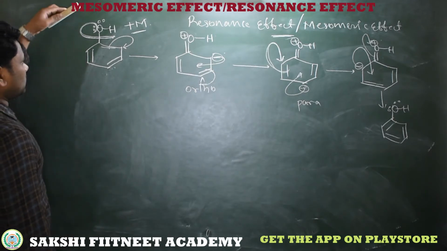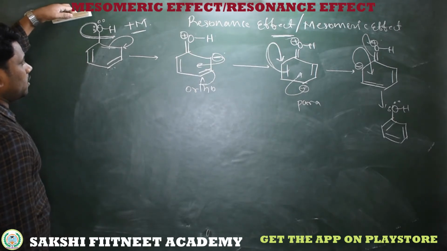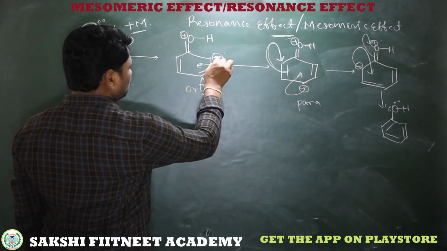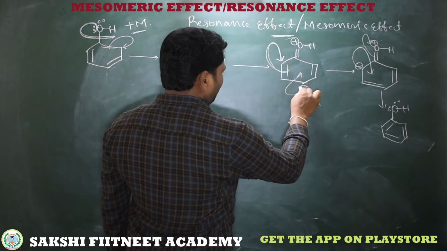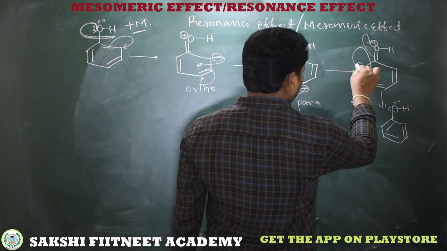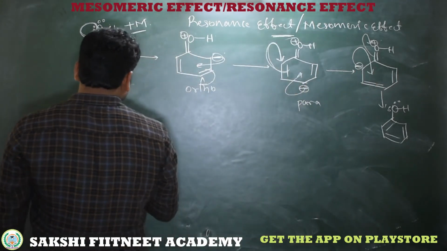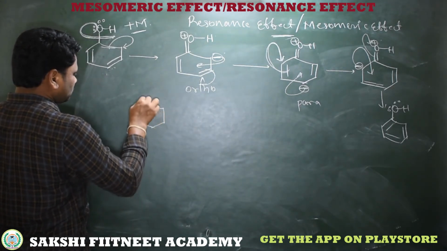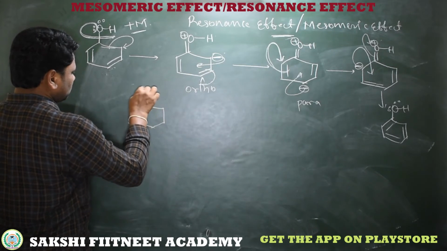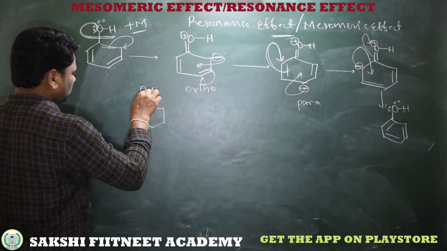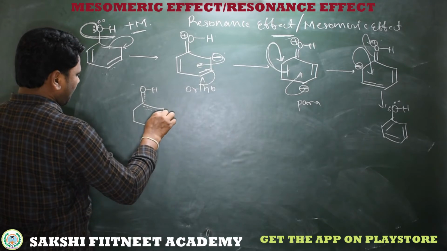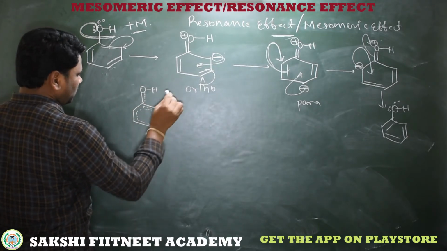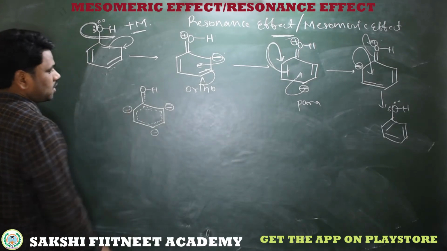So in the presence of the plus M group, the donating group, in the ring we got a negative charge at an ortho place, a negative charge at the para position, and a negative charge at the other ortho position. So what is the hybrid structure of this compound? This is the hybrid structure: negative charge here, here, and here.